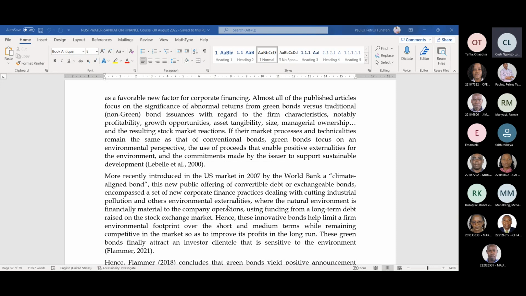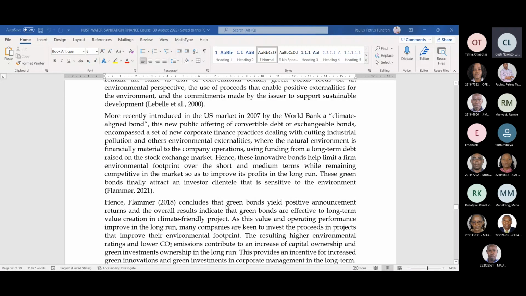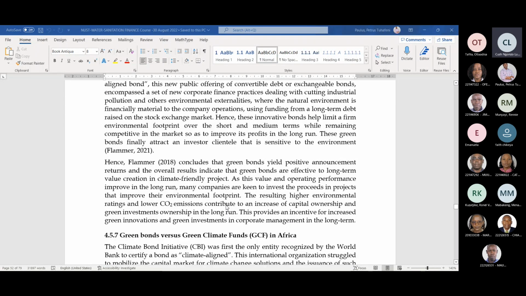So when it comes to Africans, what do they think about these green bonds? So point 457, green bonds versus green climate funds.